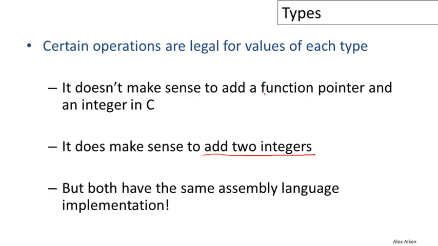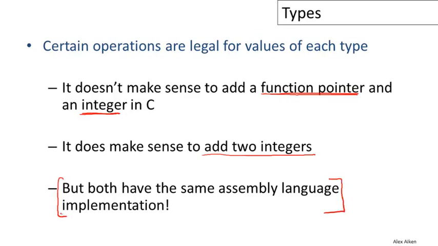But on the other hand, if I take a function pointer and an integer and add them together, I really don't get anything. The function pointer is a bit pattern, the integer is a bit pattern. I can take those two bit patterns, run them through an add, and I do get out a new set of bits, but there is no useful interpretation of that result. The resulting thing I get doesn't mean anything. But the problem is that both of these have the same assembly language implementation.